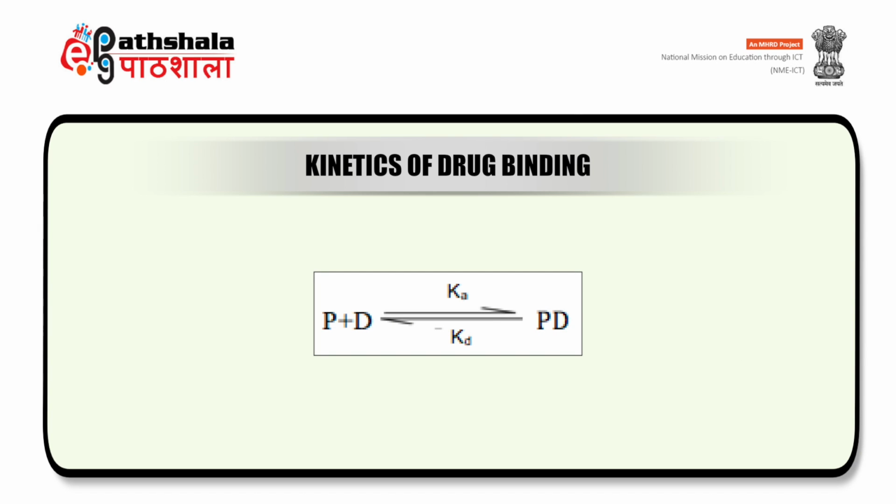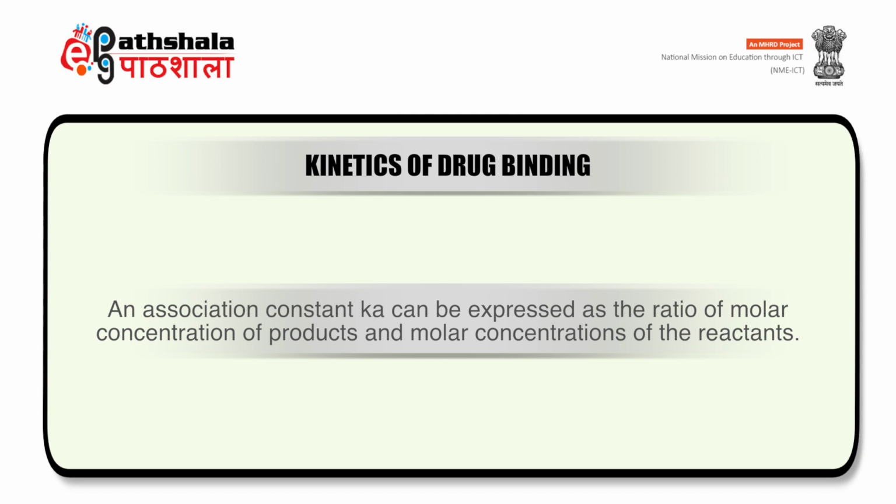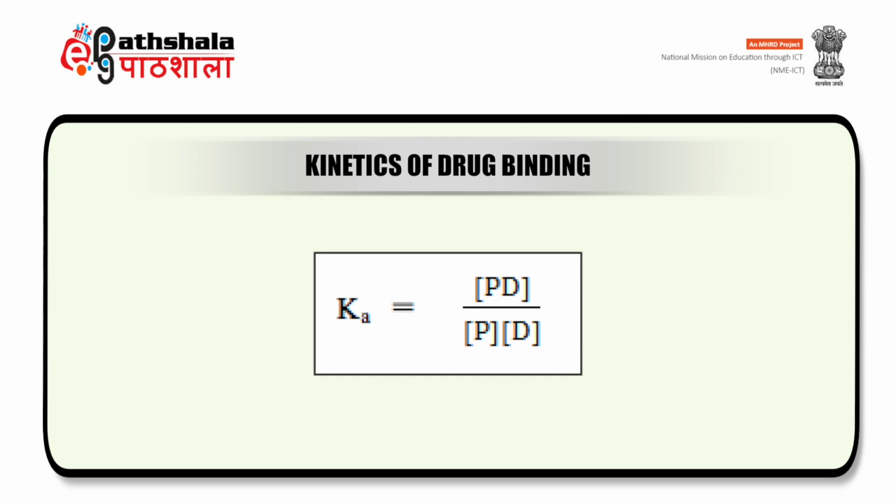According to this, P plus D will give us a complex which is PD. P represents protein, D represents drug. So, we get a complex which is protein plus drug. When a drug binds to a protein, an association constant Ka is there, which is expressed as the ratio of the molar concentration of products and the molar concentration of the reactants. Thus, Ka is equal to PD divided by P into D.